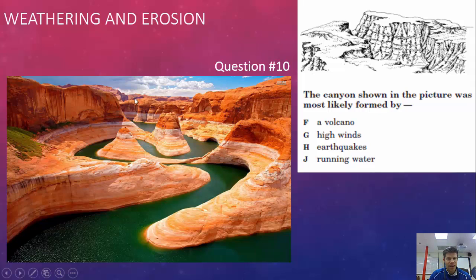These canyons, like this canyon right here, were formed over millions and millions of years as a river slowly worked its way through. And as the river gets faster and bigger, the erosion exponentially increases as well. And you can see this really cool picture of the Colorado River carving out the Grand Canyon. So since rivers cause canyons, the best answer here is J, running water.